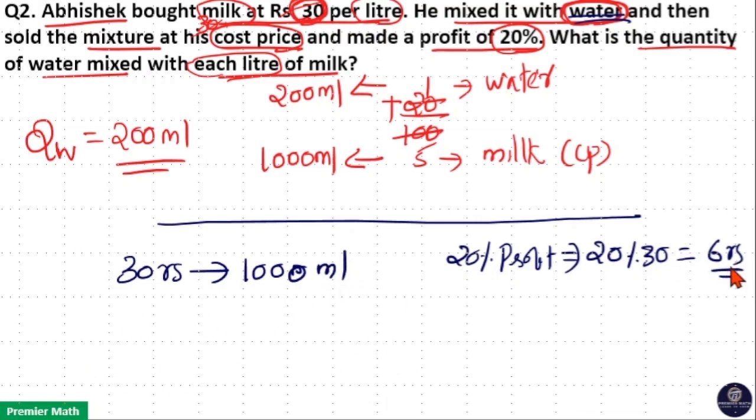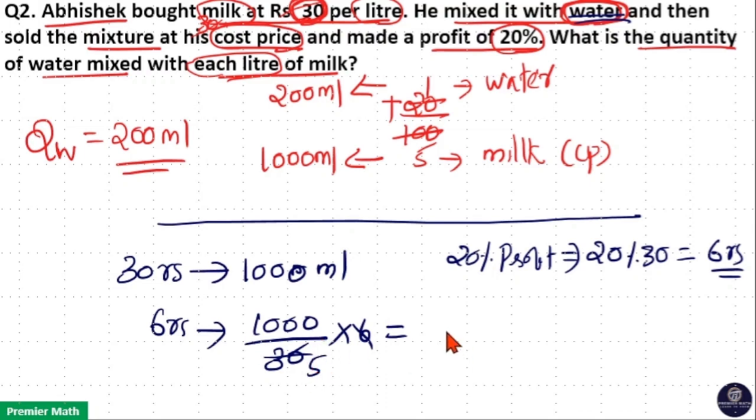Then this 6 rupees denotes the water quantity, means at 6 rupees he will get 1000 divided by 30 into 6. That is equal to, 6 goes 5 times in 30, 5 goes 200 times in 1000. So 200 ml is the amount of water at 6 rupees. So 6 rupees is the profit generated, means profit denotes the amount of water. 200 ml is the amount of water added to this 1 liter milk. So you can do this question in either way.